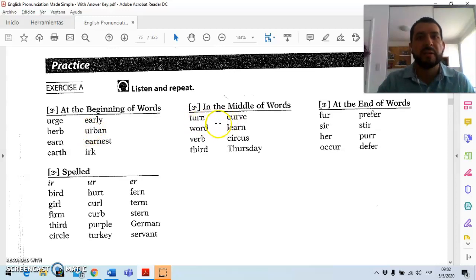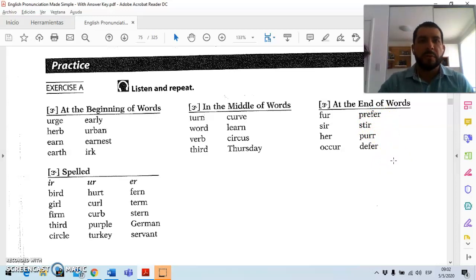In the middle of words, you have examples such as turn, word. So probably not ward, because a ward is a different thing. You can find wards in hospitals, but word, verb, third, curve, learn, circus, not circus, but circus, Thursday. And at the end of words, you have examples such as fur, sir. So not sir, but sir. And then her, and then occur, not occur. I hear that mistake a lot. Occur, prefer, stir, per, and defer.